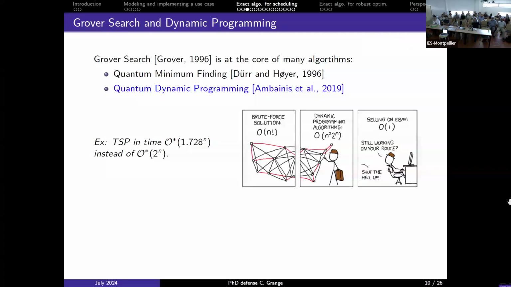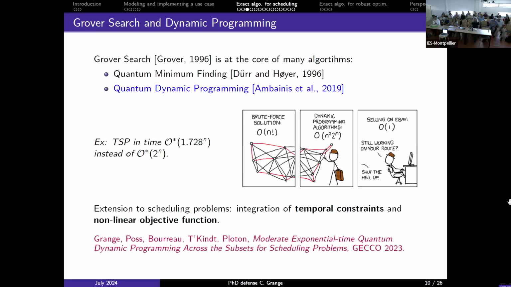So this complexity is given by the Held-Karp dynamic programming. Henceforth, I will use the notation big O star, denoting the fact that I ignore polynomial factors in my complexity. So this algorithm, based on quantum minimum finding and classical dynamic programming, we tried to extend it to scheduling problems.